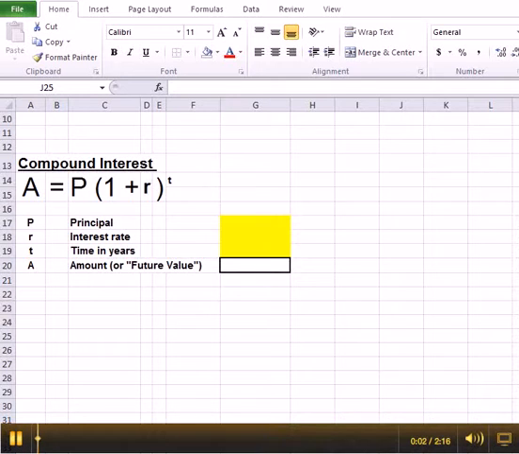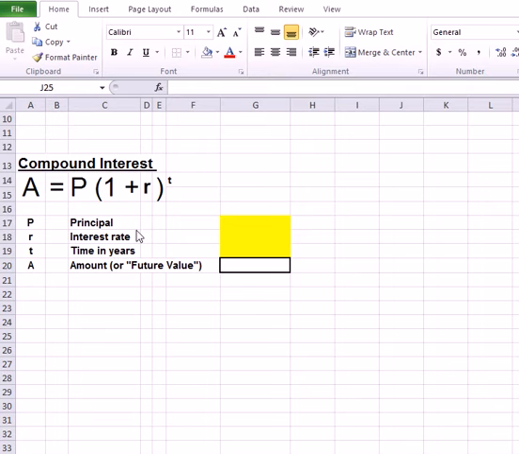Okay, so today we're looking at how to calculate compound interest in Excel. So here's our formula, P times 1 plus R to the power T. So I laid out each item in that equation.